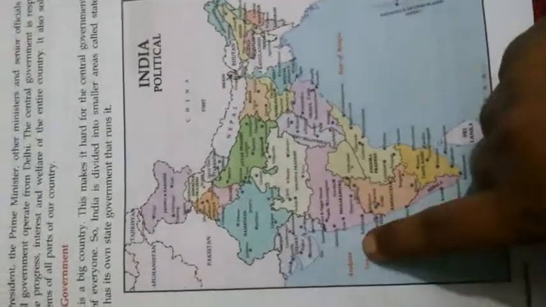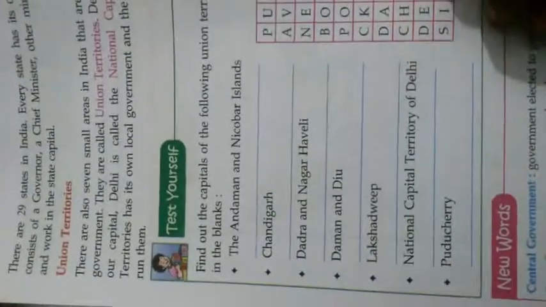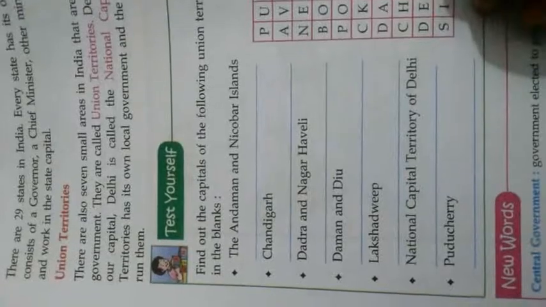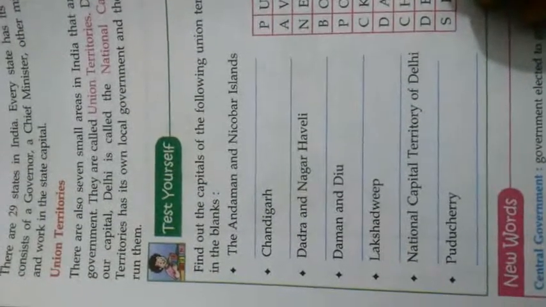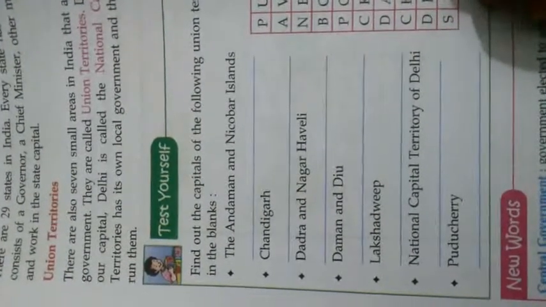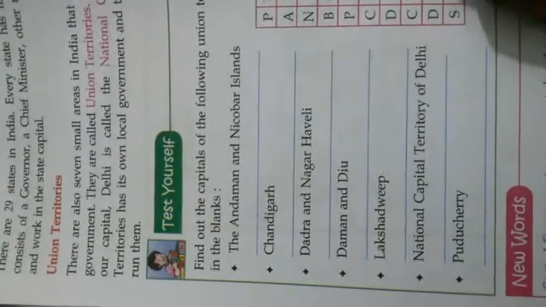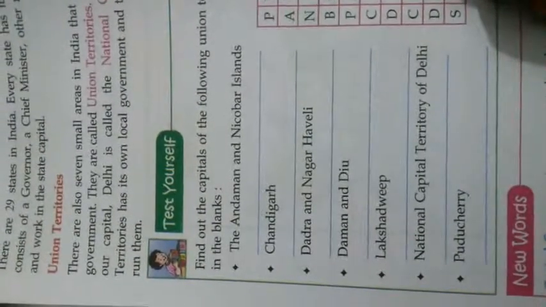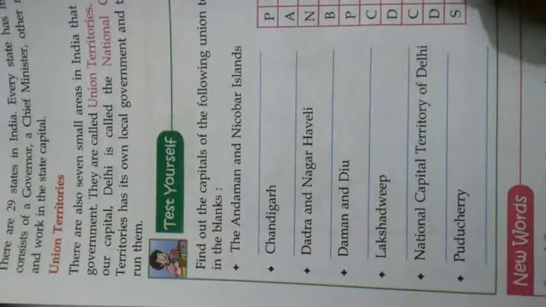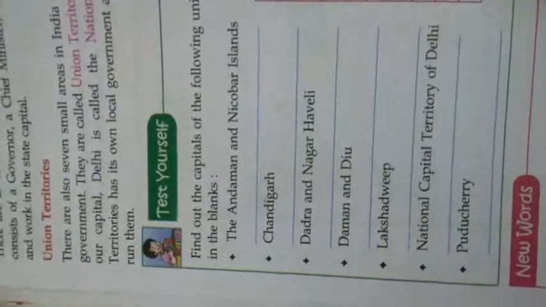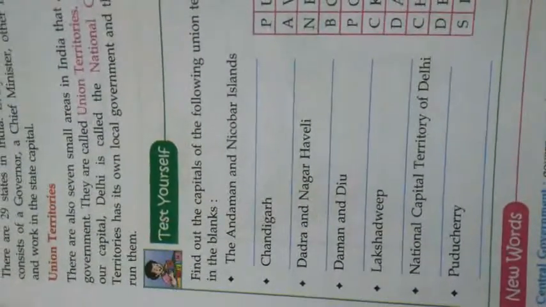This is the Bay of Bengal in the east. This is the Indian Ocean in the south. This is the Arabian Sea in the west. We'll see the names of the UTs. They are Andaman and Nicobar Islands, Chandigarh, Dadra and Nagar Haveli, Daman and Diu, Lakshadweep, National Capital Territory of Delhi, Puducherry. Jammu and Kashmir and Ladakh will also come in the Union Territories.